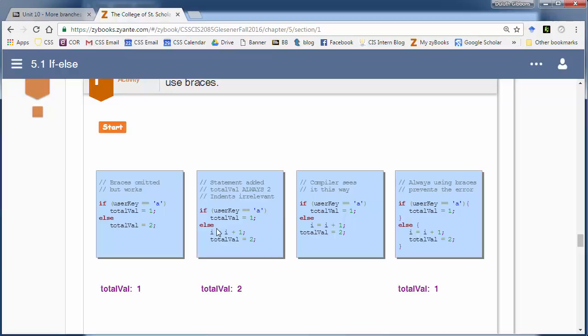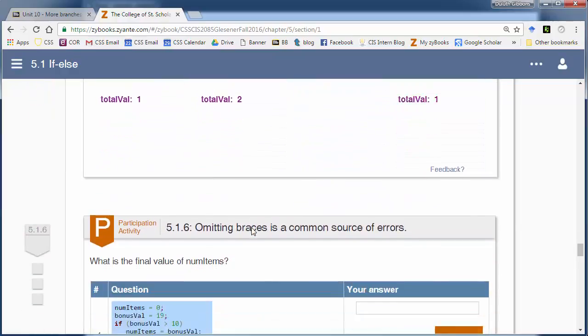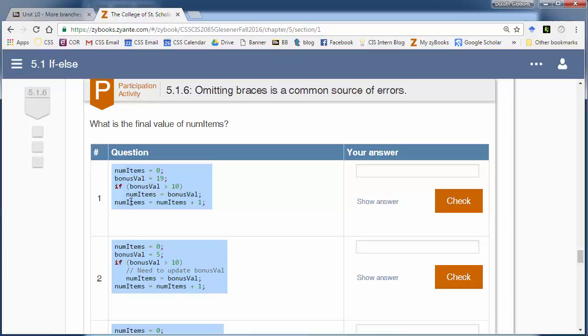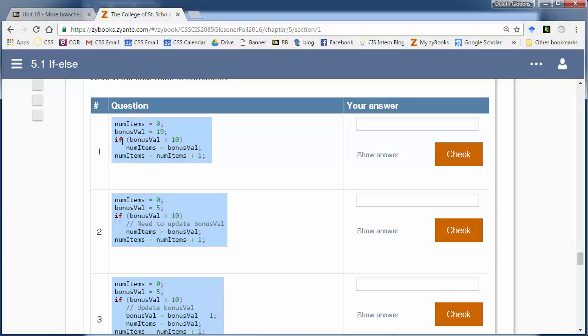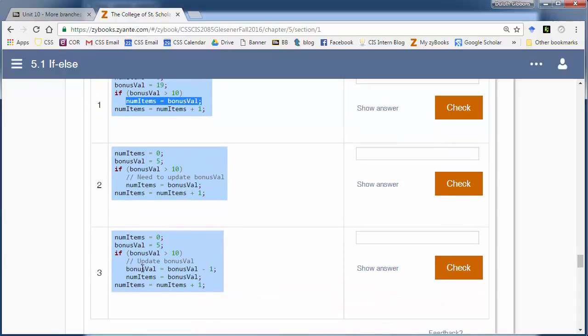If you don't have braces in here, like after an else, only the next line of code is executed. No matter if this is indented or not, this line will always be done because there's no braces. So after an if or after an else, if there's no braces, only a single line of code is executed. So this walks you through that activity, and there's some more questions here about this. And again, they'll try to fool you with some indenting stuff here, but after an if, only a single line is done, even if there are two lines indented.